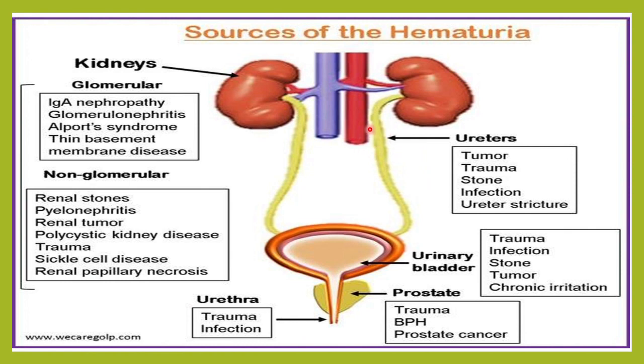In the ureter, there could be some tumors, there could be a trauma, there could be stones, or there could be infection, or there could be a stricture which might be causing hematuria, or there could be a bladder tumor, there could be infection, stone, or chronic irritation which might be causing hematuria. Similarly, the prostate, there can be a trauma, there could be a benign prostatic hyperplasia, there could be prostatic cancer which can also cause blood in the urine, and urethra, there could be infection, there could be trauma which can be causing blood in the urine.